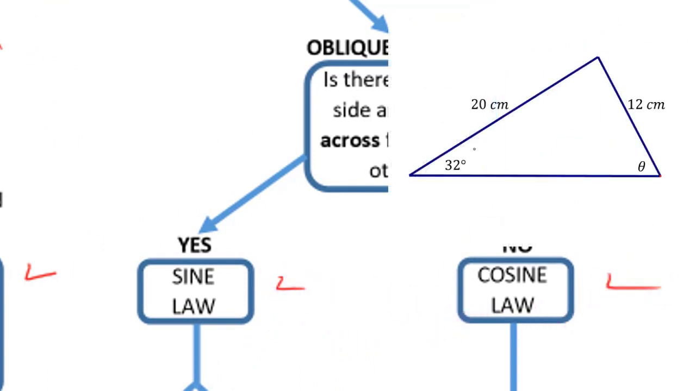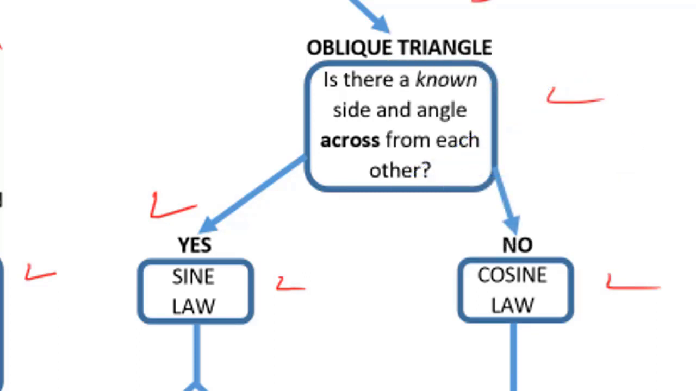Well, to decide that, we know to use the sine law, we need to know an angle and the length of the opposite side. So if we do know an angle and the length of the opposite side plus one other piece of information, then we're going to use the sine law. If we don't know an angle and the opposite side, then that means we have to use the cosine law.